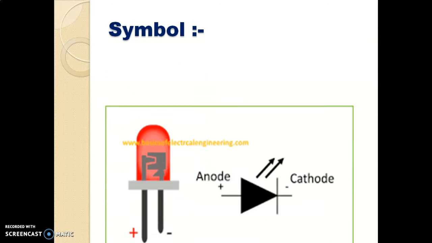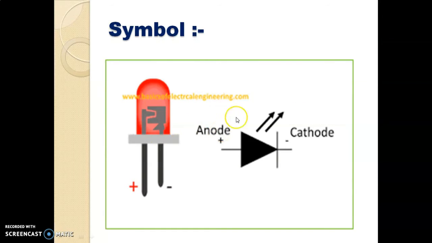The symbolic representation of light emitting diode. See, this is the symbol of LED. This symbol is the same as a p-n junction diode, but here it has light which is emitted from the junction, or emitted from the diode. Sorry, this is the symbol of light emitting diode. Like the p-n junction diode, it also has two terminals, anode and cathode. When anode is positive and cathode is negative, the LED operates in forward bias condition.